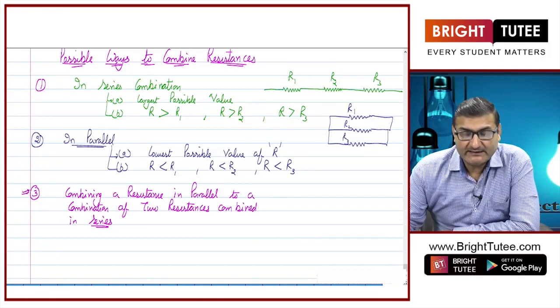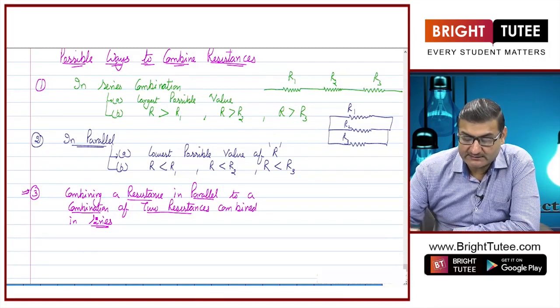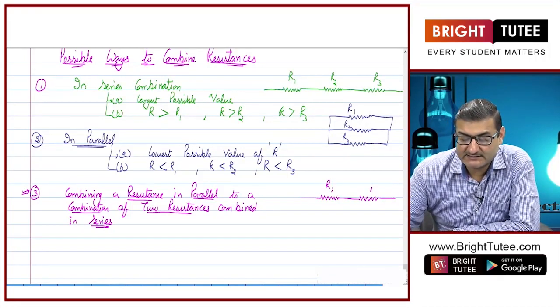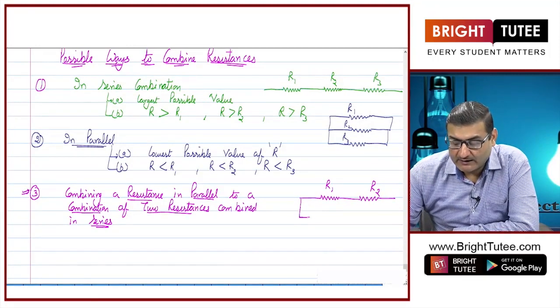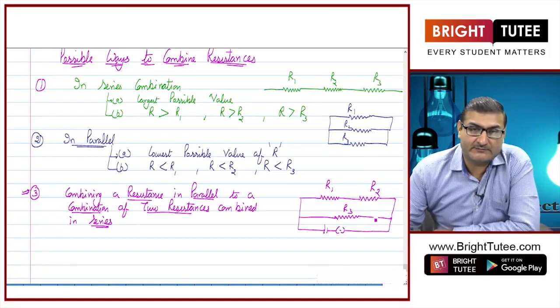Now, I am given three resistances R1, R2 and R3. What I have said is combining a resistance in parallel to a combination of two resistances combined in series. So, I will take a combination of two resistances in series. Let it be the first resistance R1, the second resistance R2. To this combination, now I am connecting my third resistance in parallel like this. This is also one of the possible ways of combination.